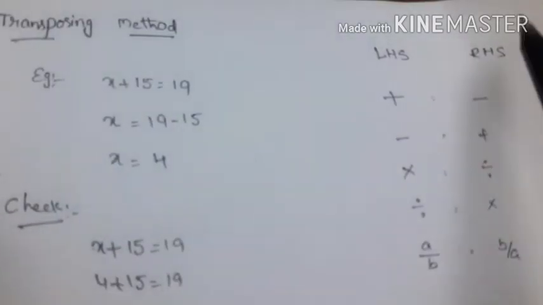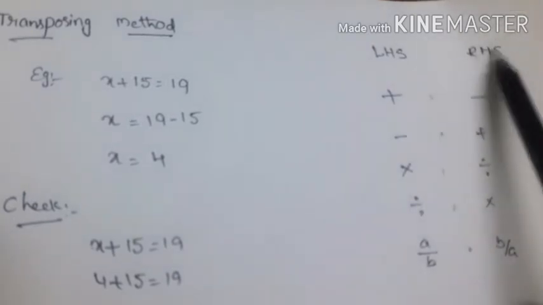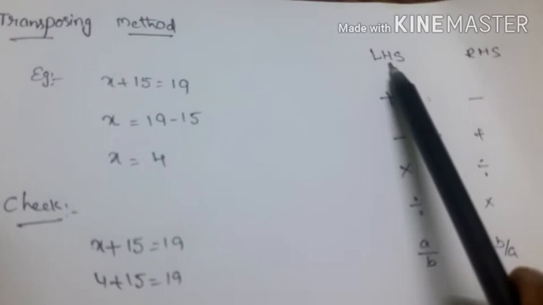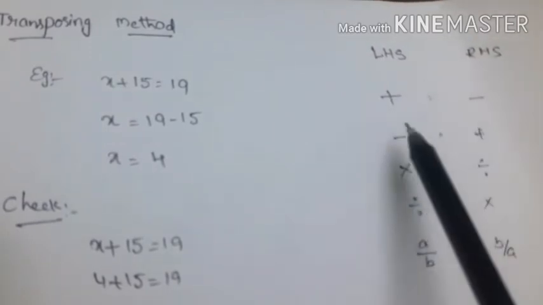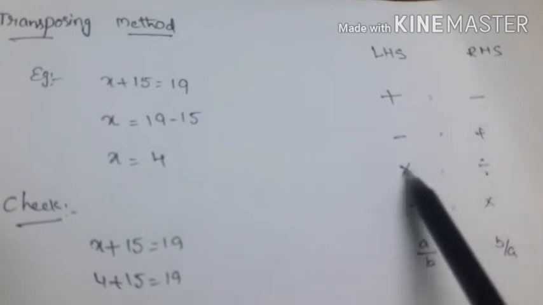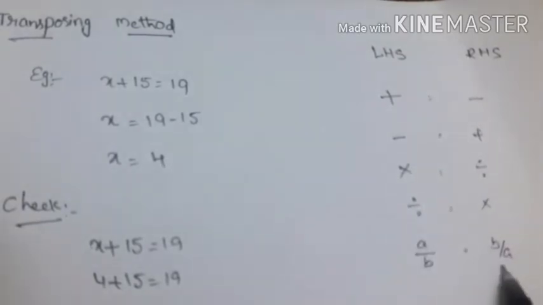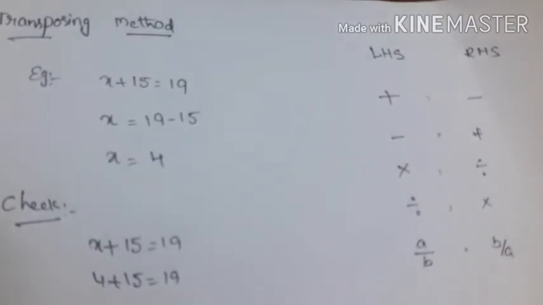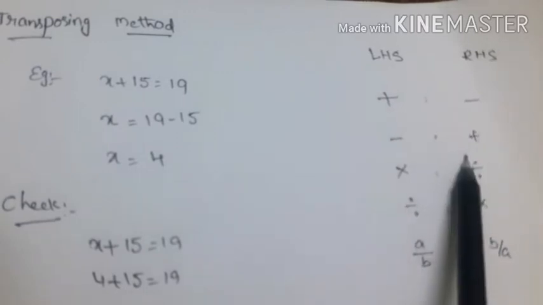At the same time, if you transpose from RHS to the left hand side, minus becomes plus, plus becomes minus, division becomes multiplication, multiplication becomes division, and B by A becomes A by B. That means we are carrying the terms from the left hand side to the right hand side.